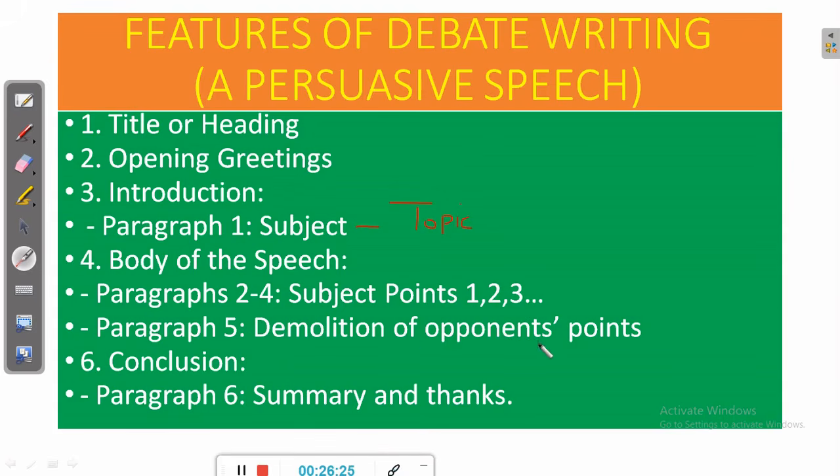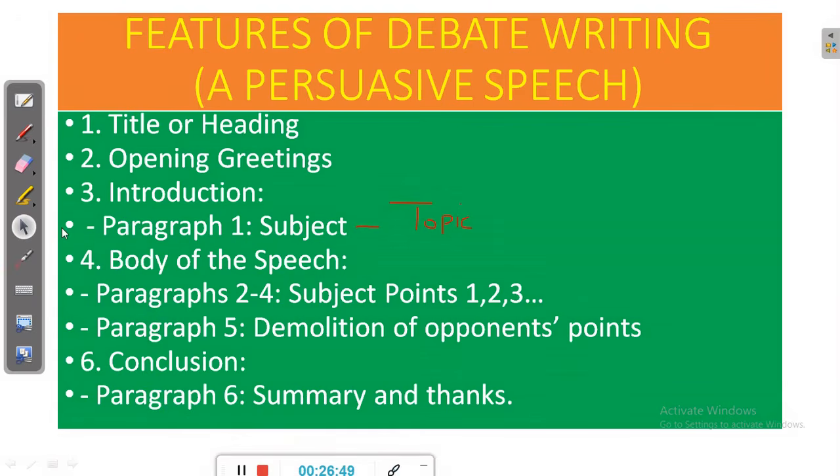Now, once you are done with the demolition of the opponent's points, then you come with the conclusion. And here is our paragraph 6, where we summarize all that we have said, and then we thank the audience. These are the features of a persuasive speech.